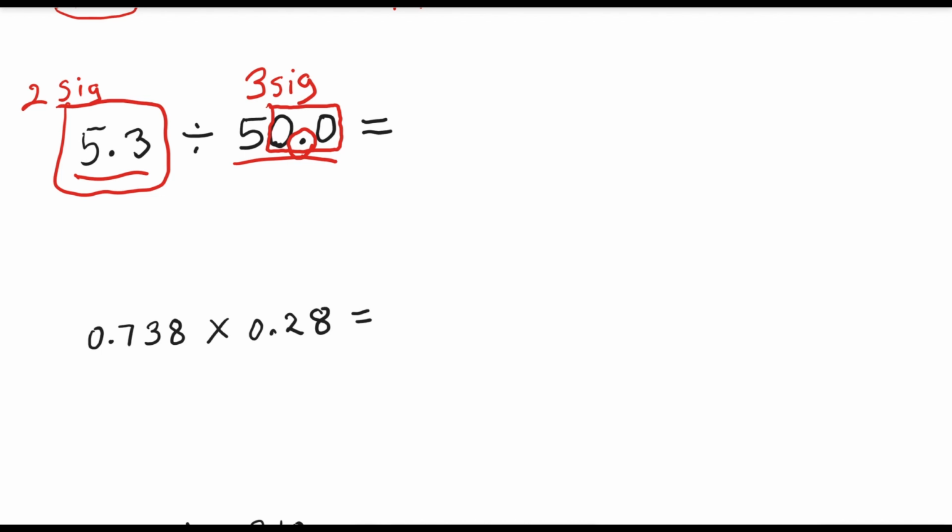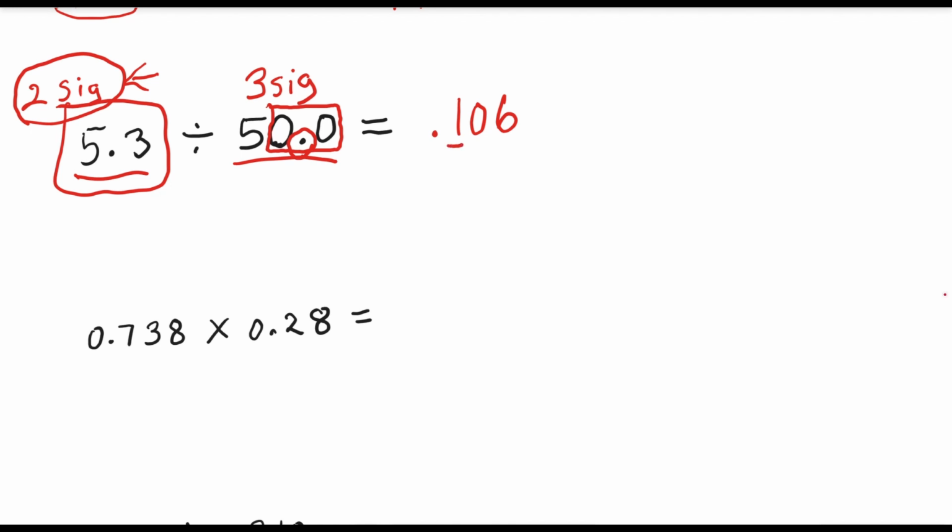So let's solve 5.3 divided by 50. You should get 0.106. Now the rule says use the least amount of significant figures to round off your final answer. So between 3 and 2, 2 is the least significant amount. So our final answer has to have two significant figures.